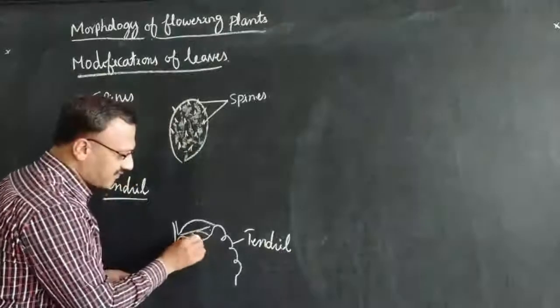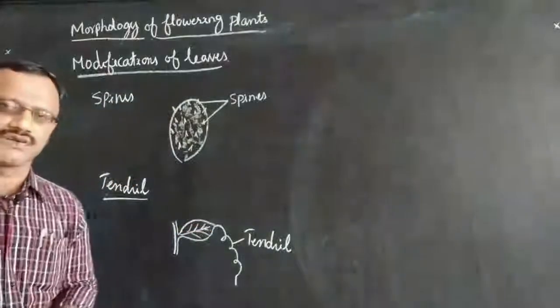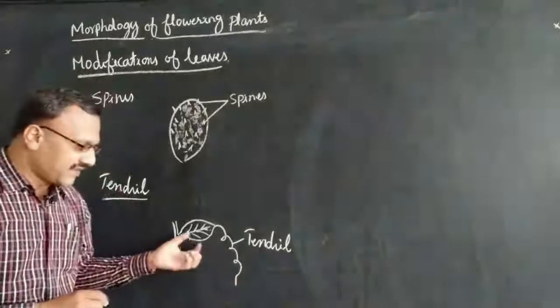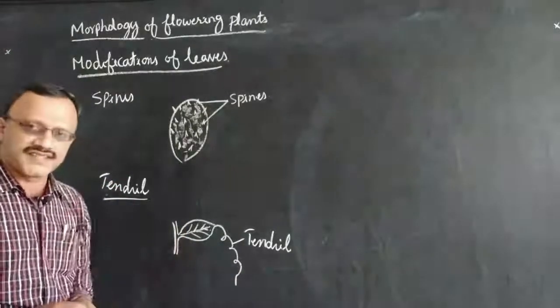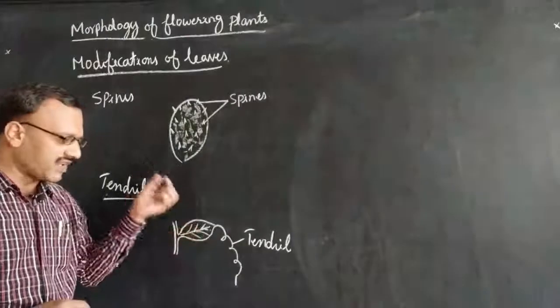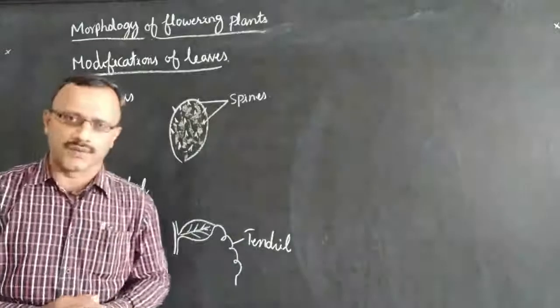The tendrils will provide mechanical support by attaching to the surrounding objects. It will give strength to the stem, because the stem here is a weak stem. That is again a modification of the leaf for mechanical support.